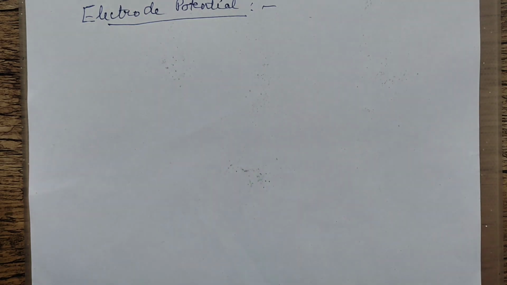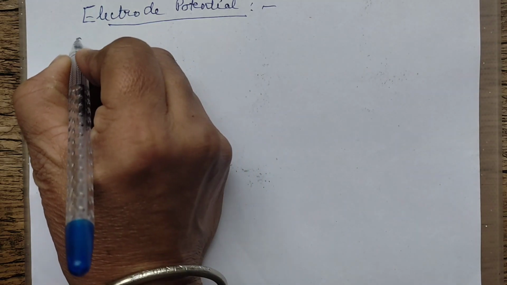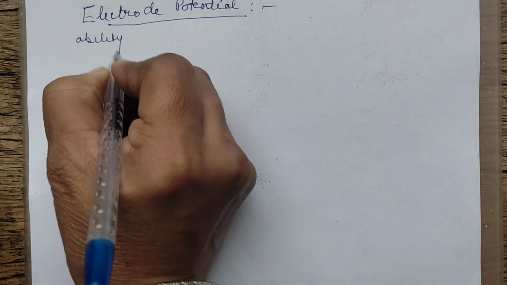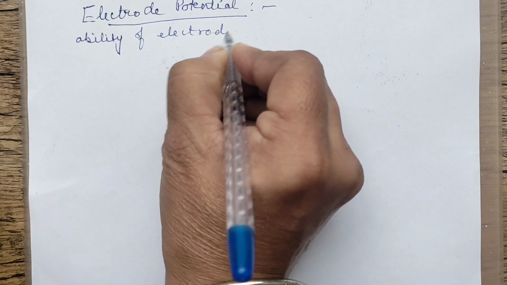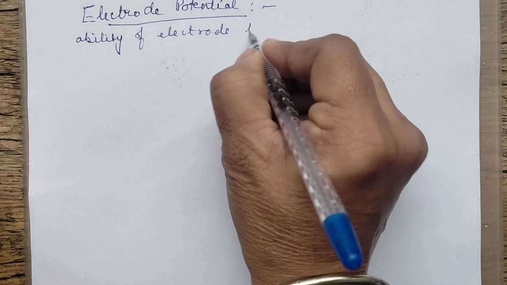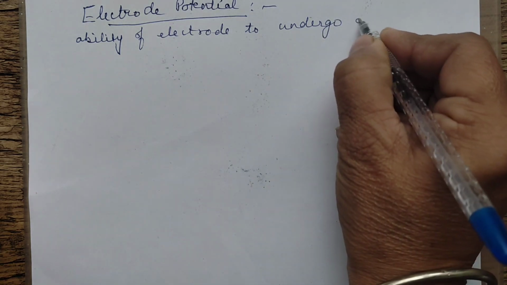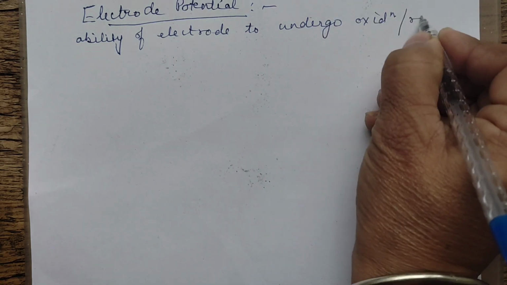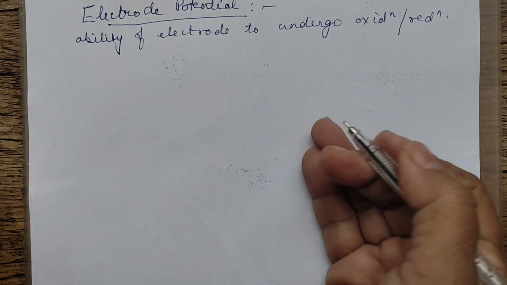So today we'll be talking about electrode potential variations in D block elements. Now first let's understand what is electrode potential. Electrode potential is the ability of the electrode, particularly we are talking about D block element, that is the metal, to undergo oxidation or reduction. That means if we know the value for the electrode potential, we will be able to judge which oxidation state is most stable.